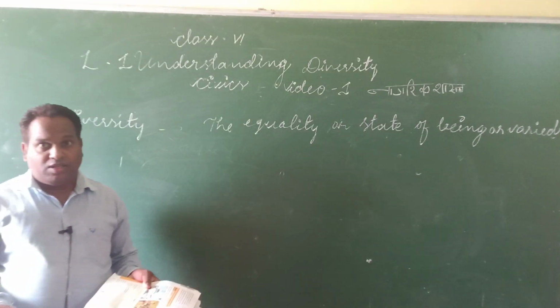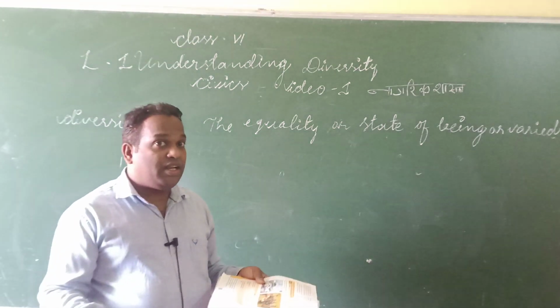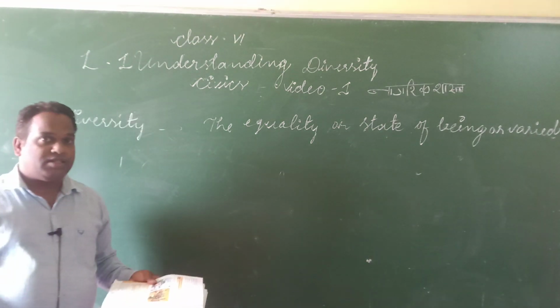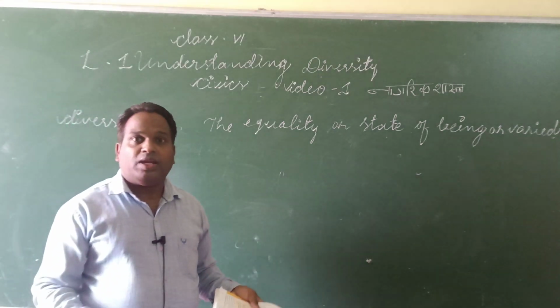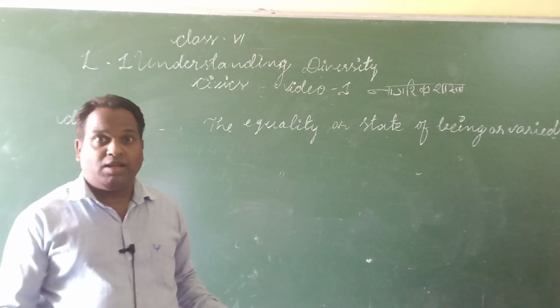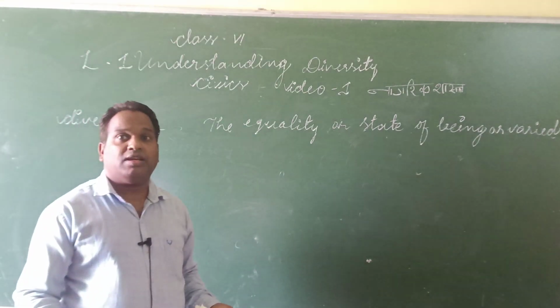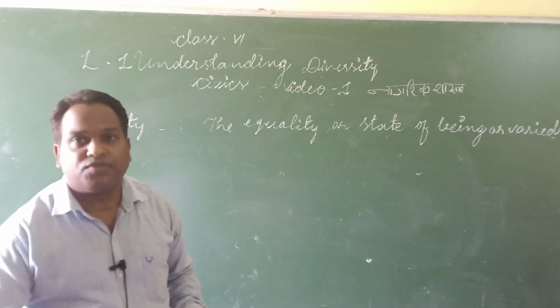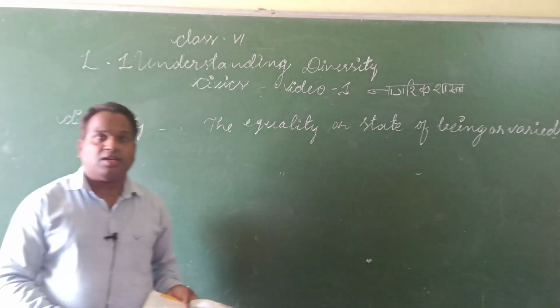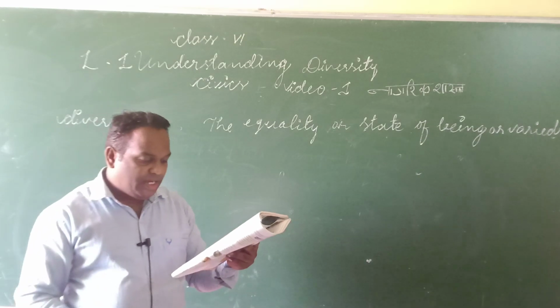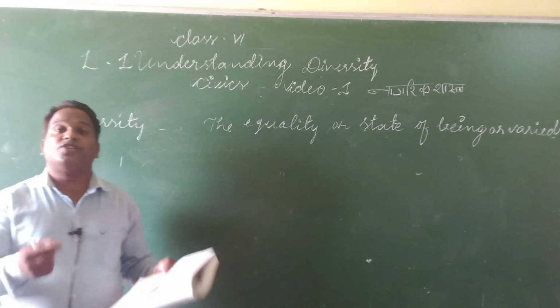Already you know that. What are the recognized languages in the Indian Constitution? Example for that: Marathi, Gujarati, Punjabi, Malayalam, Tamil, and Konkani, Dogri, Kashmiri, etc. There are a lot of languages our constitution recognizes. Each state has its own official language.